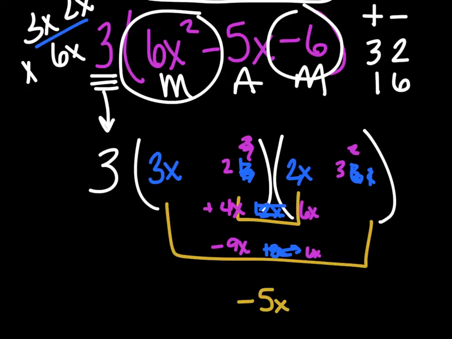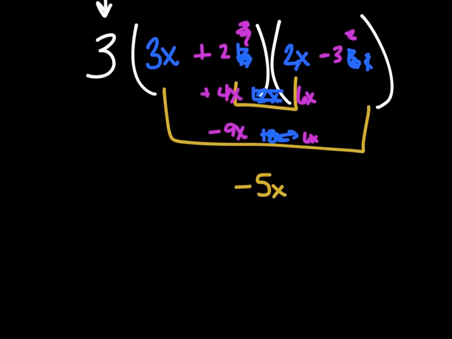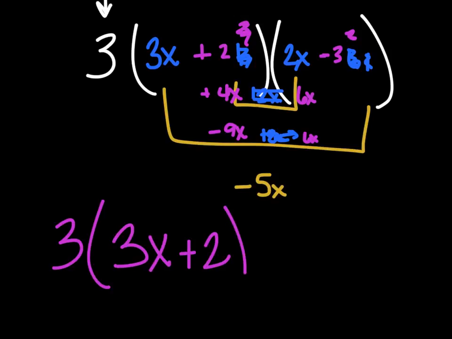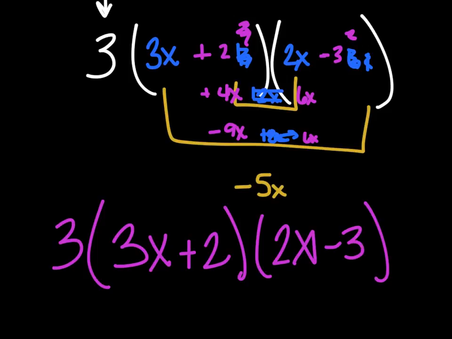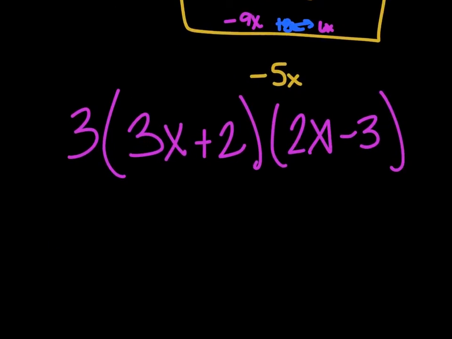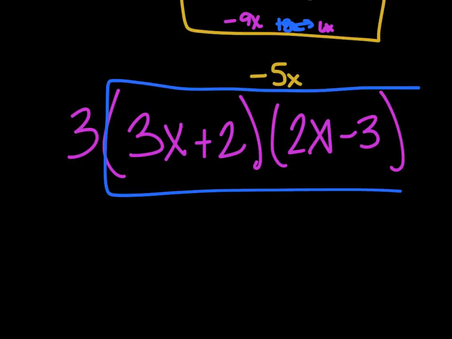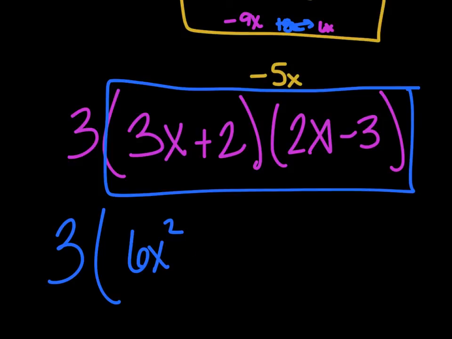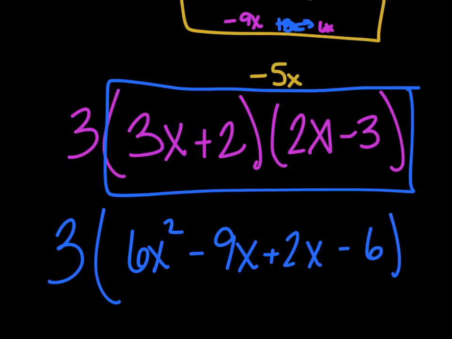So I need the outers to make a negative 9, which means this guy's got to be negative, and the inners to make a positive, which means that one's going to be positive. And I'm going to rewrite this so it's nice and neat. I'm going to have 3 times (3x plus 2) times (2x minus 3). Now I'm going to slow down and just verify that this is true. I'm going to FOIL these first. So I'm going to leave my 3 out and say I get 6x squared minus 9x plus 2x minus 6.